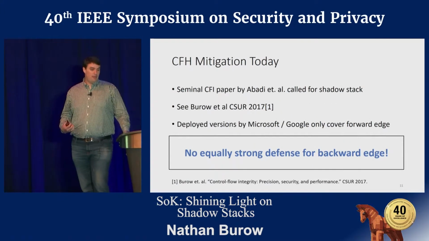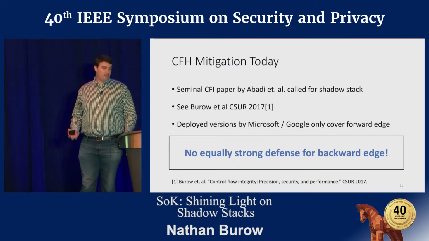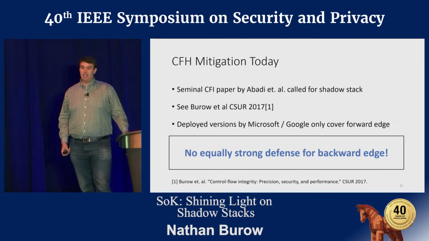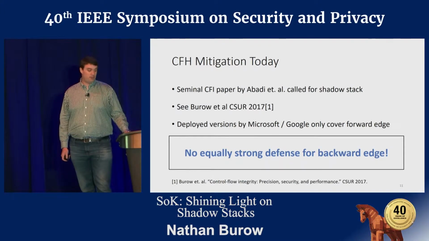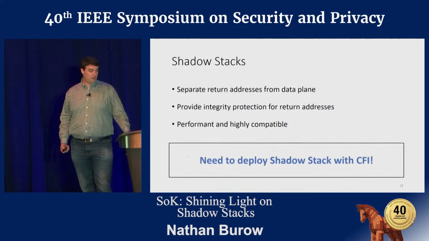So, to sum up the state of control flow hijacking mitigation today, over the past 10 years, there have been 50+ papers on control flow hijacking, dating back to Abadi et al.'s seminal paper, which did include a call for a shadow stack. Unfortunately, subsequent research lost focus on this and only paid attention to the forward edge problem, which means that now that we are getting deployed versions of CFI by Microsoft and Google, they only cover the forward edge, and we have no equally strong protection for the backwards edges that is being deployed today.